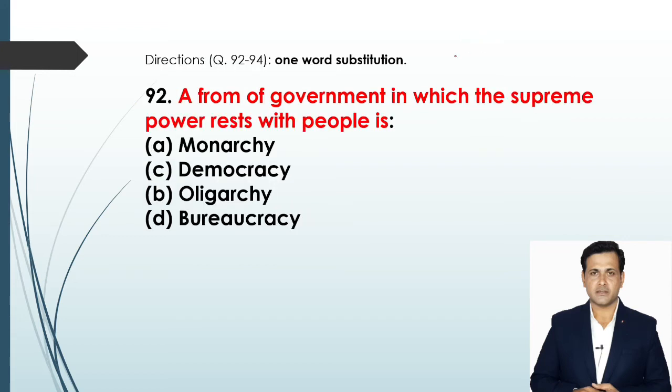Next one. "A form of government in which the supreme power rests with people is..." Which kind of government is this? We have to identify the one word substitution. The answer is democracy. Monarchy is where the king rules. Bureaucracy is where officials control a country. So the correct answer is democracy.